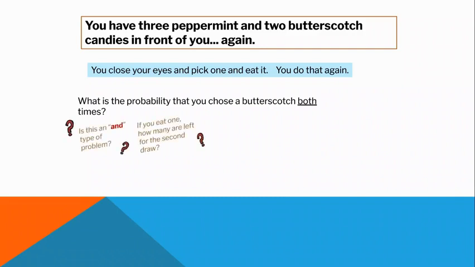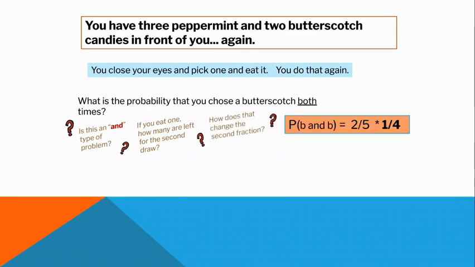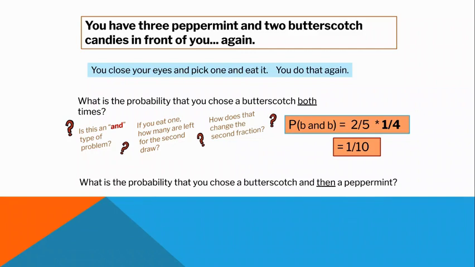This is an and type of problem. If you eat one, how many are left for the second draw? How does that change? So I had 2/5 the first time, but the second time I only had one butterscotch and I only had 4 left. So that becomes 1 out of 10 because we reduced 2 out of 20.